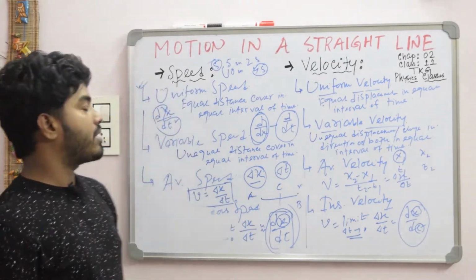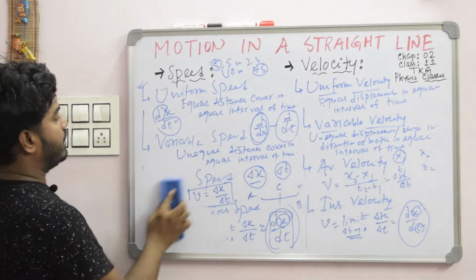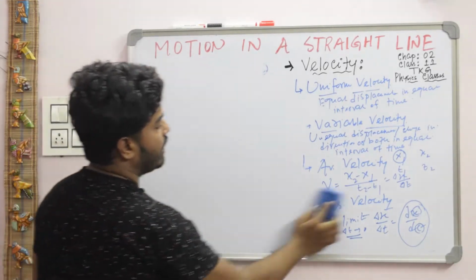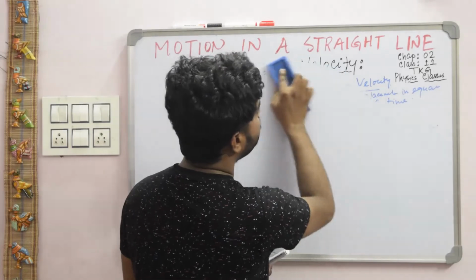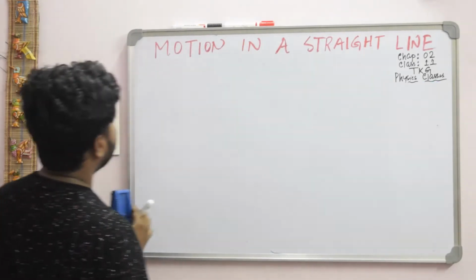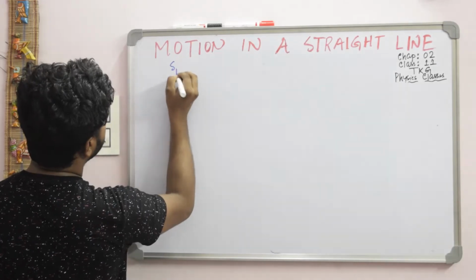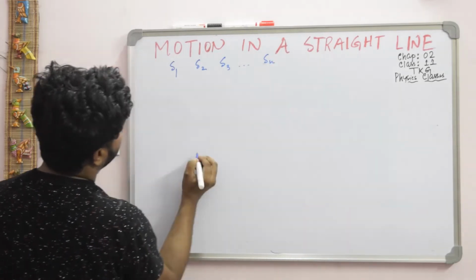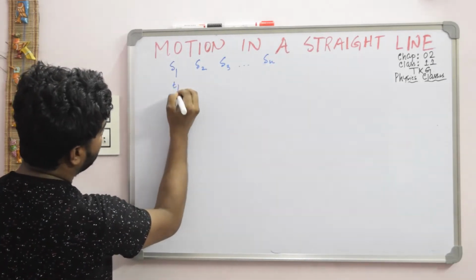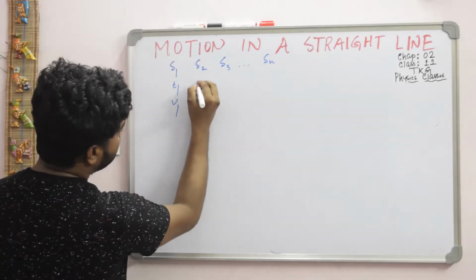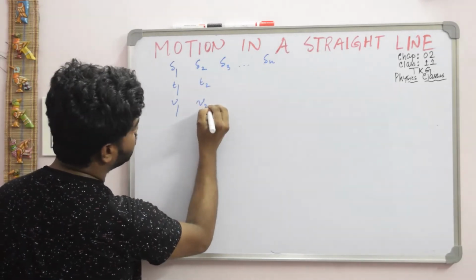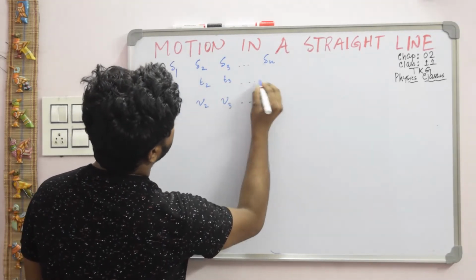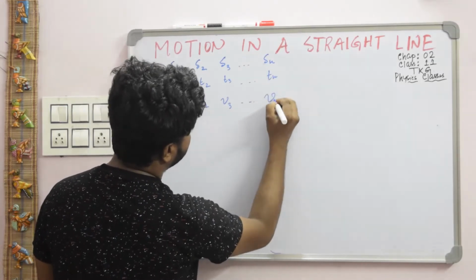Okay. Now let's take one important point. We will calculate average speed in different situations. Suppose a body is covering distances s1, s2, s3 up to sn. s1 distance is covered in time t1 with speed v1. s2 distance in time t2 with speed v2. Similarly for s3, t3 and speed v3, and finally for sn time is tn and speed is vn.